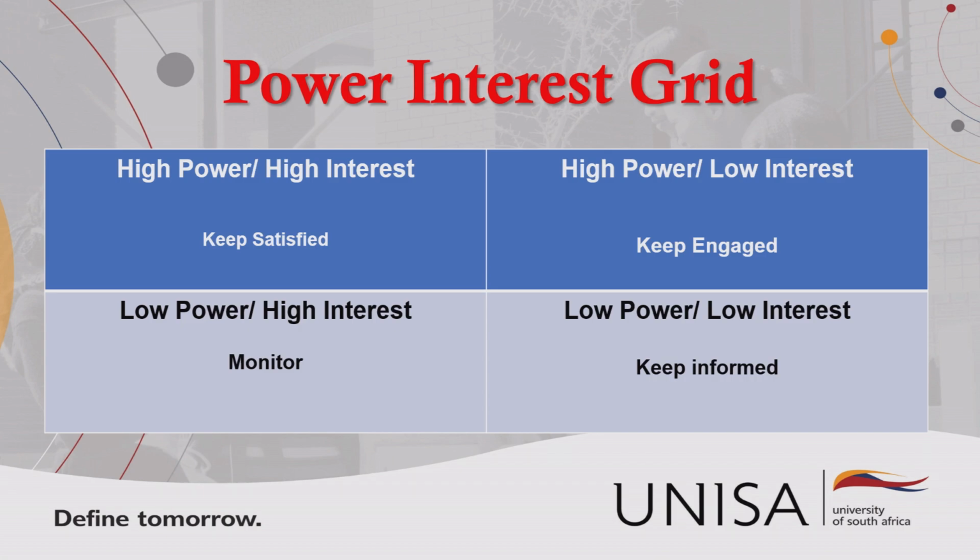Then you've got what we call low power and high interest stakeholders. They don't have any power, but they have a lot of interest in the work that you do. If you think about the unions of a university, they represent the staff members of the university, and they have an interest in the work of the SRC because it affects them in some way. But they have no power really on the functioning or the funding of an SRC. So they become an example of your low power, high interest stakeholder. Then you've got your low power, low interest.